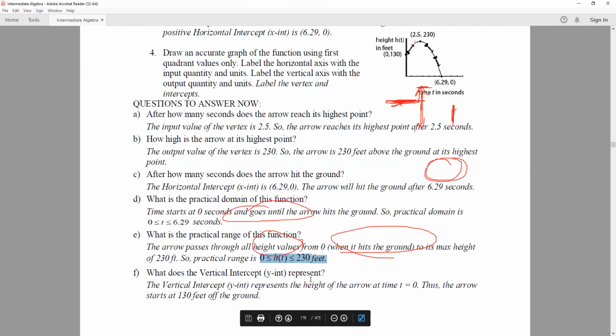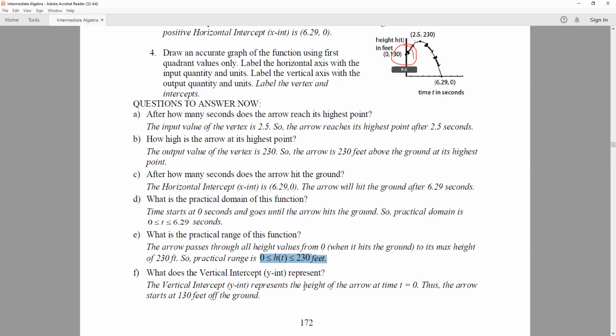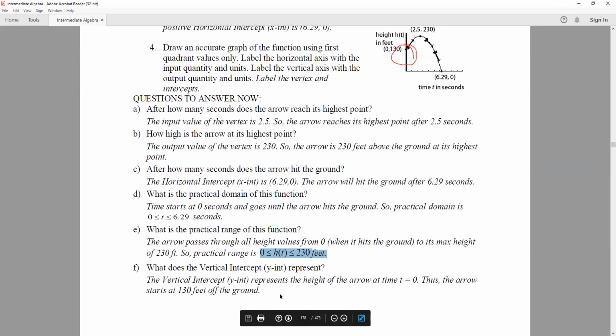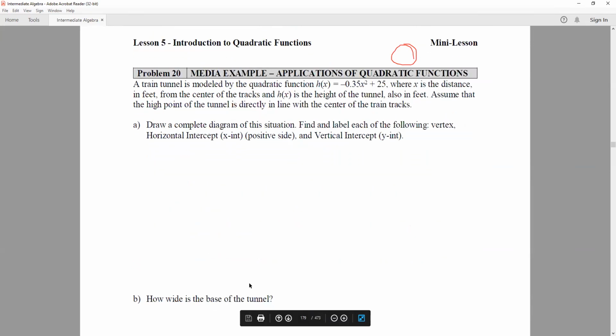What does the vertical intercept, or the y-intercept, represent? Now we know that the y-intercept is here, (0, 130). It represents the height of the arrow at time t equals 0. Or you could say that the arrow starts at 130 feet off the ground. So maybe the person is standing on top of a building or whatever. We don't know, but we say that it starts at 130 feet off the ground.